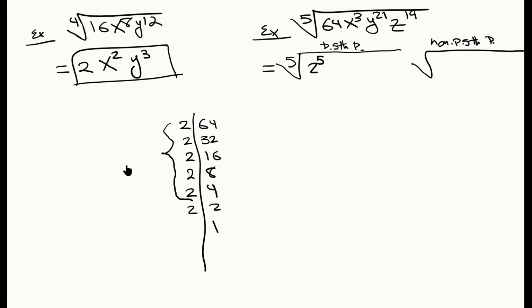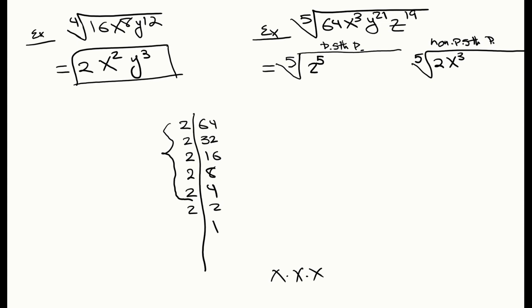Makes no difference. And of course, make sure you have the index on both of them, and there's going to be a 2 left, which we need to put in the non-perfect fifth power radical. And x cubed, what's the largest perfect fifth power inside x cubed? Well, there isn't any. X cubed is just x times x times x. There's no perfect fifth power hiding inside there. So all of x cubed will go in here in the next radical.